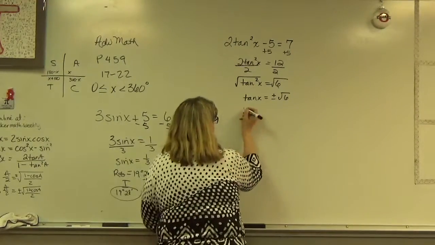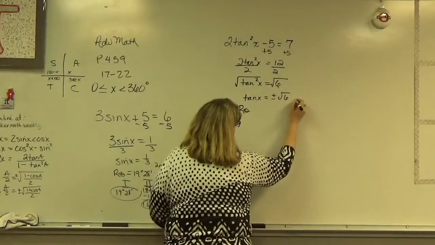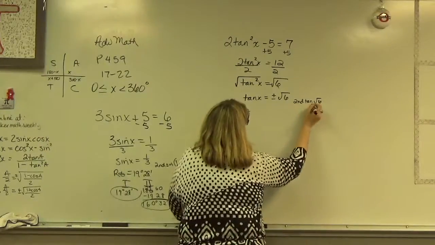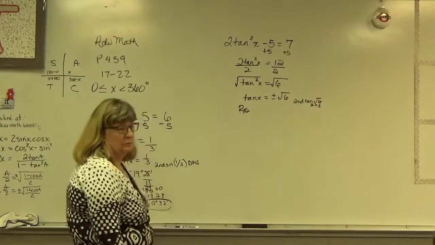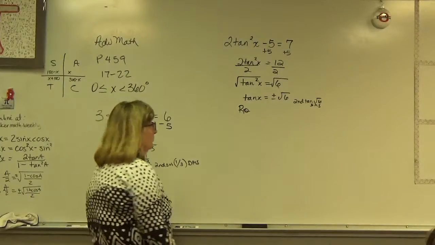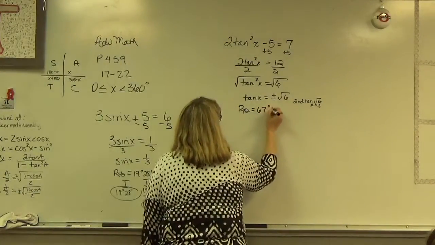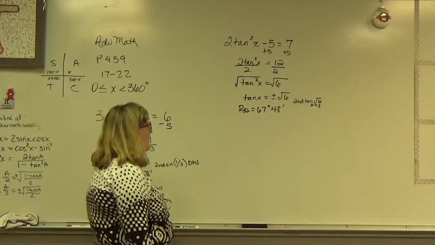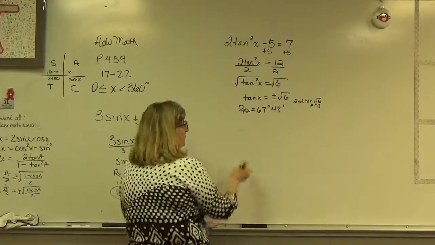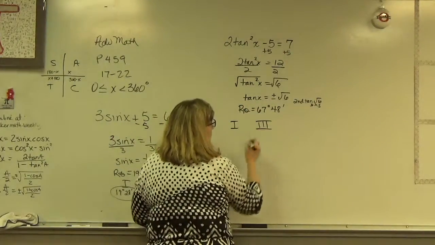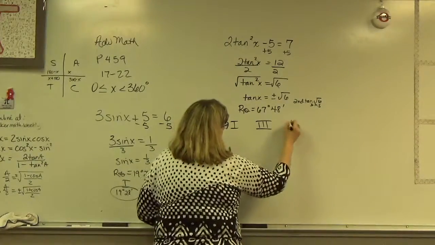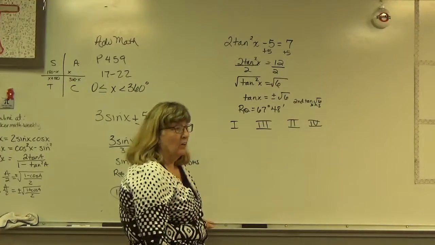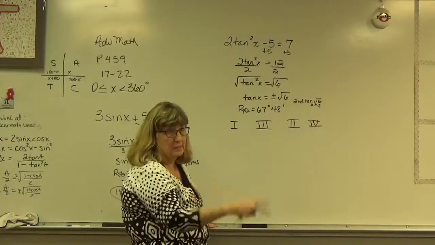Okay, so we need to find the reference angle. To find your reference angle, you're going to go second tangent of the square root of 6, and then degrees, minutes, seconds. 67°48'. Anybody else get 67°48'? Okay, now, where is the tangent positive? Where's it negative? Second and fourth. So if you have a square root on it, you're going to end up placing it in all 4 quadrants, because there's 2 places it's positive and 2 places it's negative.